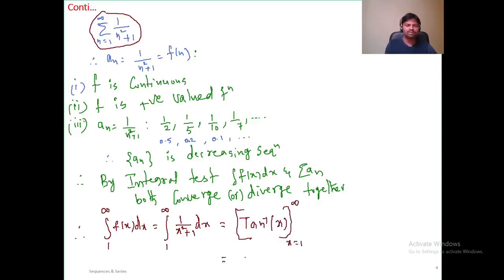Now what is this value? Tan inverse infinity is pi by 2, minus tan inverse 1, pi by 4. How much? 90 degrees minus 45 degrees is 45 degrees. So pi by 4, and this is a finite number, right? So the integral value is pi by 4, and this is a finite number.